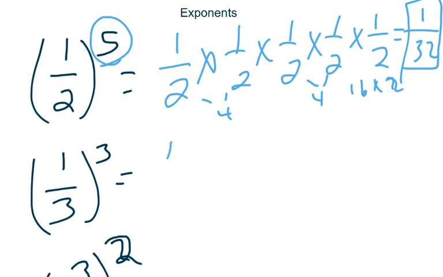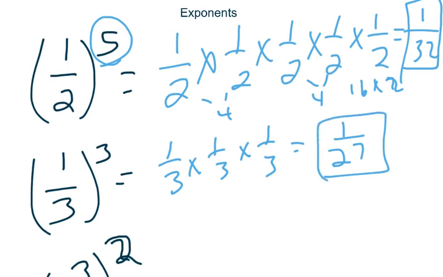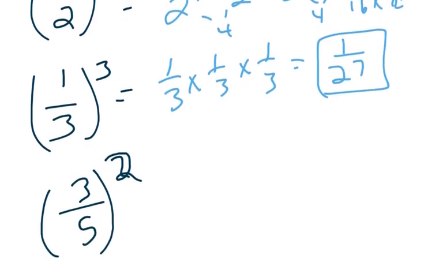1/3 to the 3rd power means you're going to have 1/3 times 1/3 times 1/3. And 1 times 1 times 1 is 1. And 3 times 3 is 9, times 3 is 27. So 1/3 to the 3rd is 1/27th.